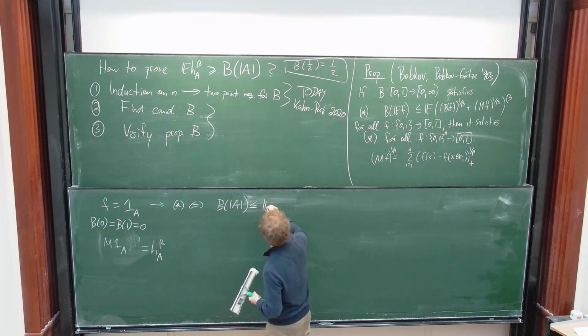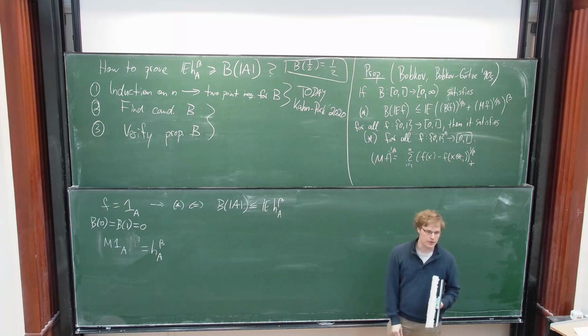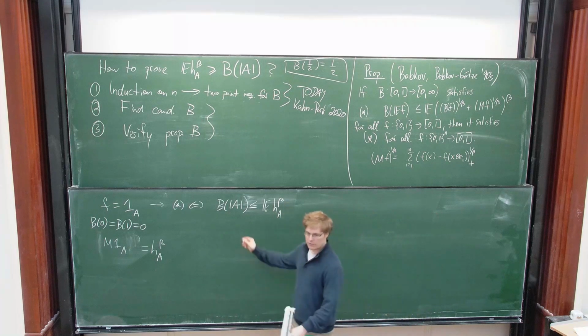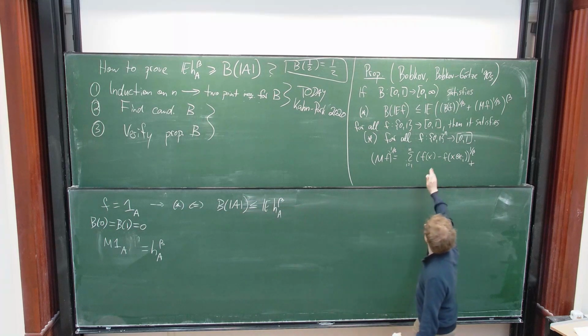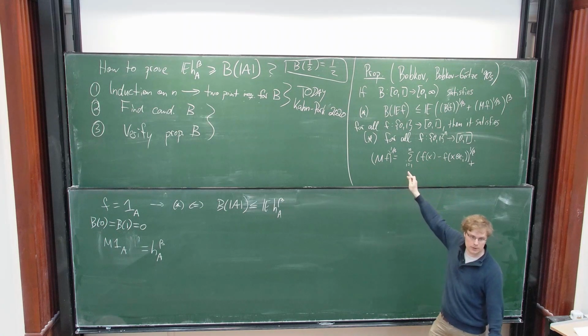And so what we get here is the expectation of HA to the beta. It's exactly the lower bound I wanted, right? So now I've reduced proving this lower bound to proving this function inequality for n equals 1. That should be easy, right?